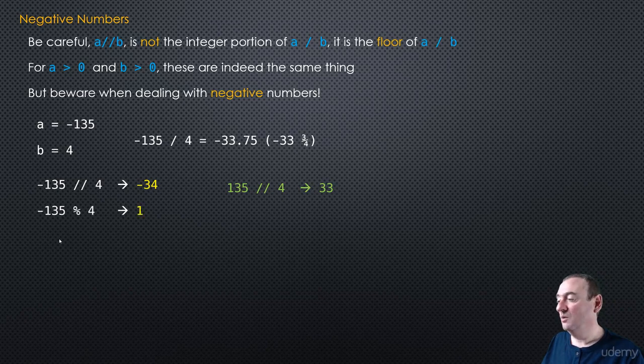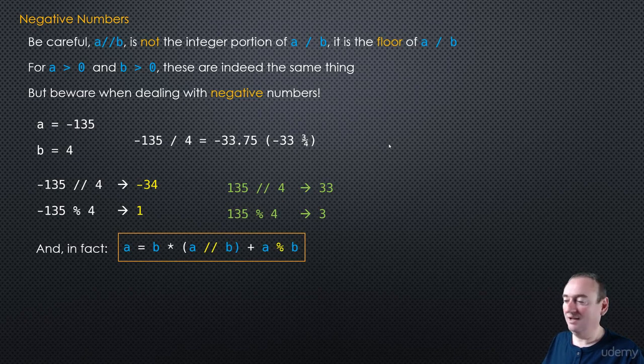What about the mod? When we say minus 135 mod 4, we get a 1, whereas before we got a 3. Now remember that the mod is not the remainder, right? In the sense that it's not 3. It's just something that has to satisfy that equation that we've talked about, and I'll keep bringing up again and again. The div and mod operators are defined and calculated in such a way that this equation here always holds. So let's check. Let's make sure it holds in this case.